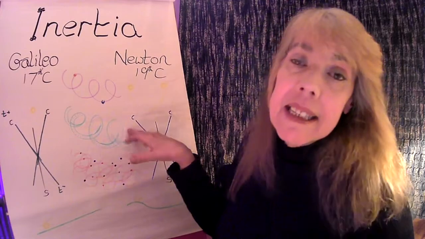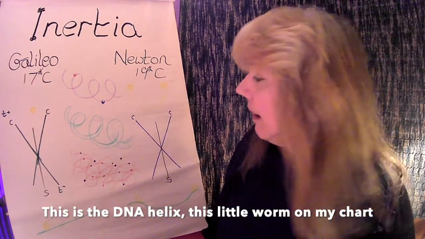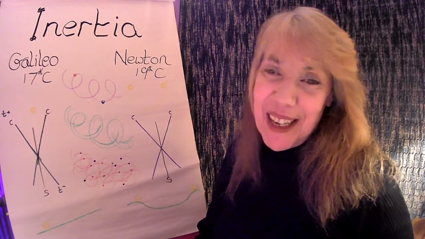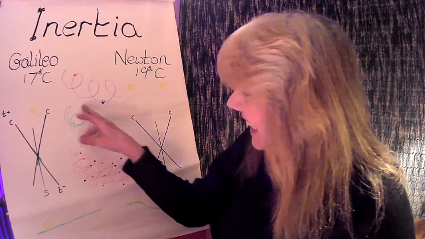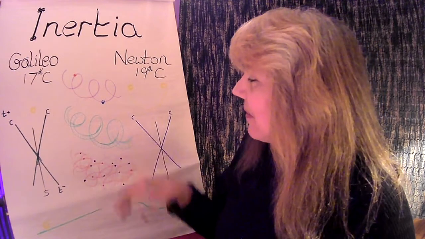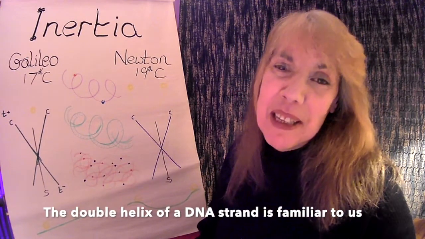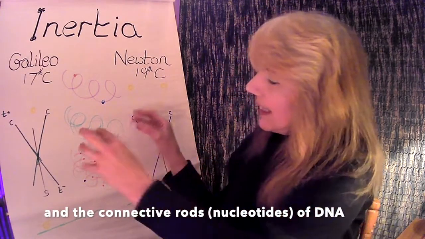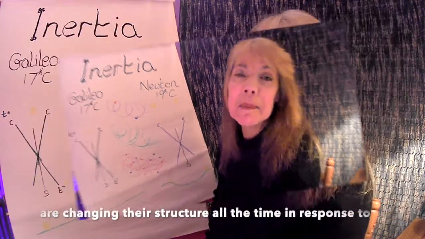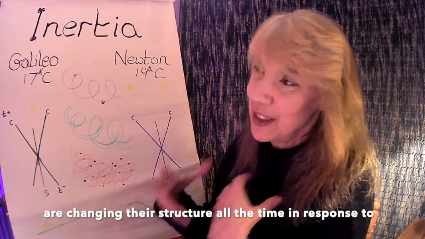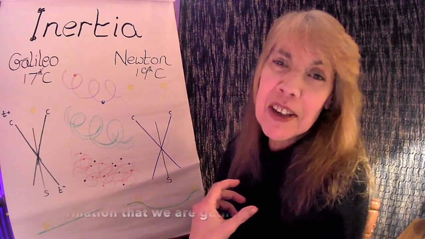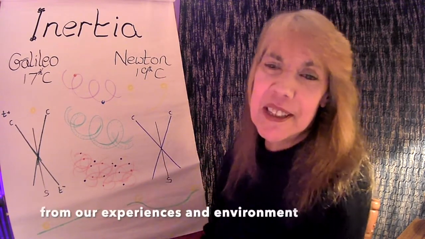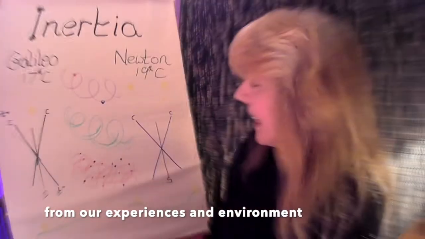This is another helix. This is the DNA helix, and it looks a little bit like a worm on this diagram, but you have to forgive that. The double helix of the DNA strand is quite familiar to us, and those little things that connect, they are changing all the time. They are changing their structure in response to information that we are gathering physically about the world around us, our experiences, the things that we go through.